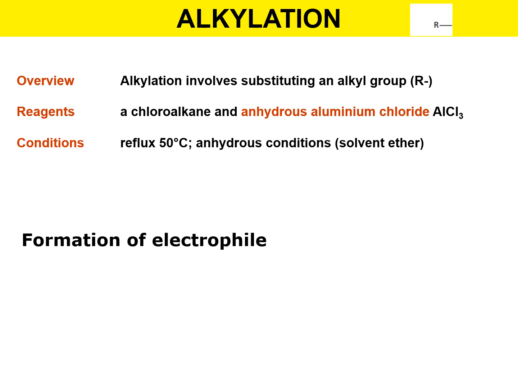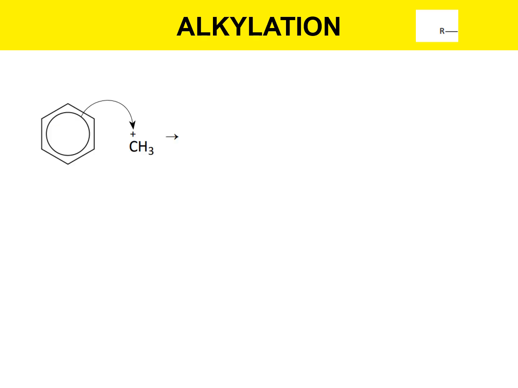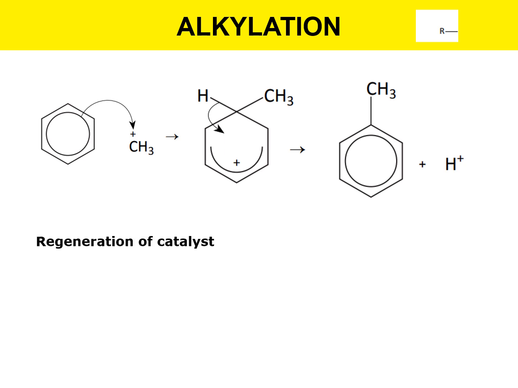How do we form the electrophile? We react aluminium chloride with the alkyl chloride and we produce our alkyl ion, which is the electrophile. The mechanism for the alkylation is shown. The catalyst is regenerated again in the following reaction.